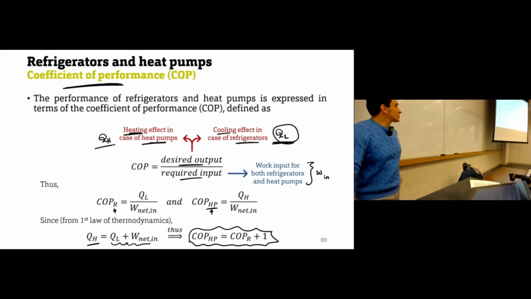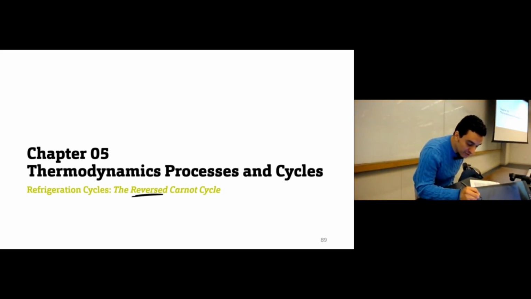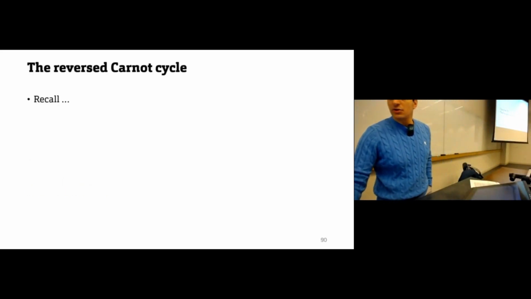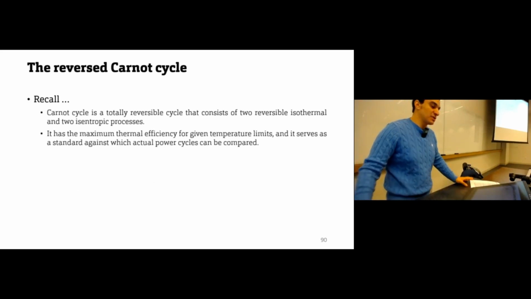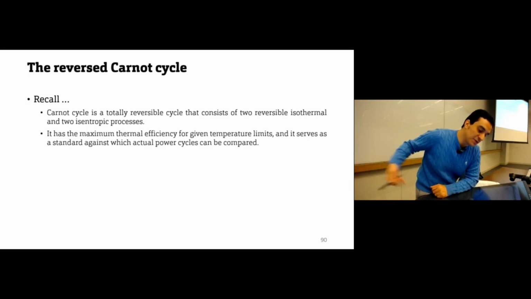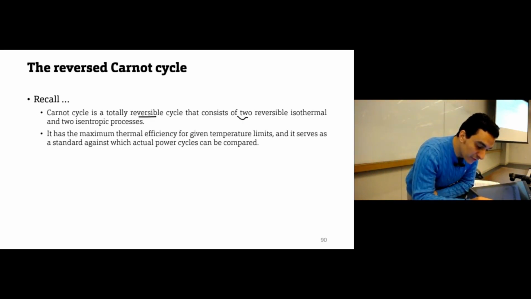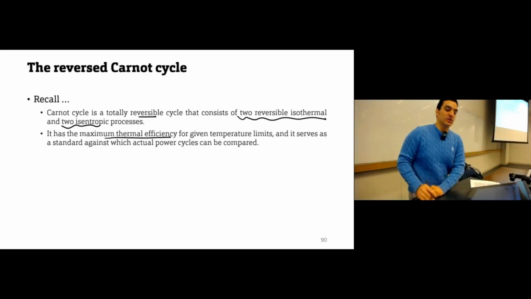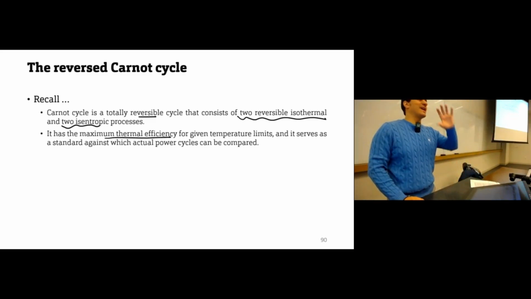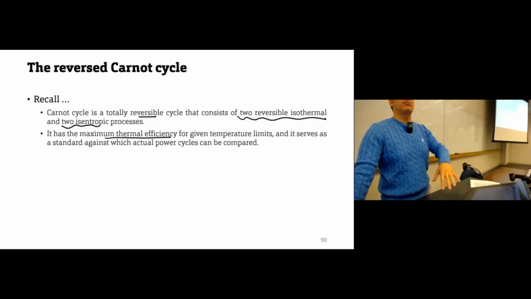Okay. So similar to the power cycle, here we have the Carnot cycle, and it's called the reversed Carnot cycle. If you remember when we talked about the Carnot cycle in power cycles, we said the Carnot cycle is a completely reversible cycle that consists of 4 steps, 2 of them reversible isothermal, 2 of them isentropic. The Carnot cycle has the maximum theoretical efficiency. No power cycle can achieve the thermal efficiency that you can obtain by the Carnot cycle. And this is the same here.